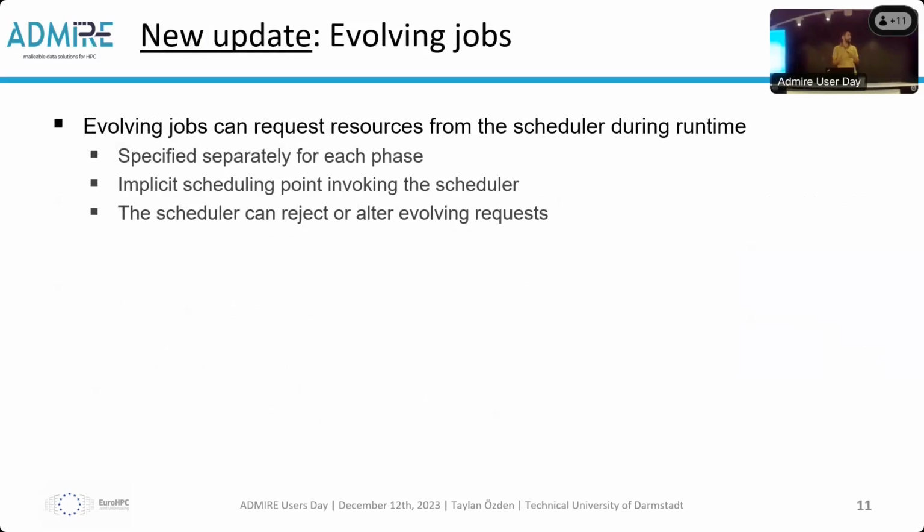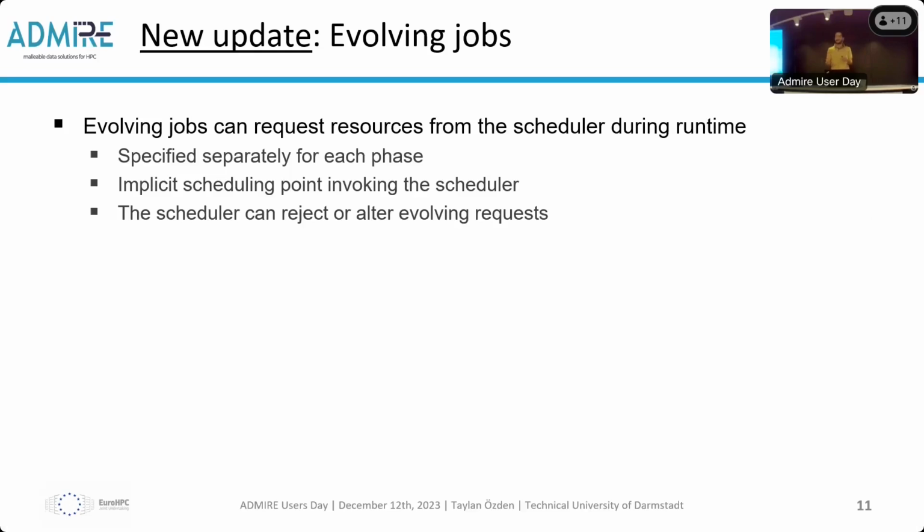Essentially, evolving jobs are able to request resources during runtime. We let the user specify that separately for each single phase. So if you know that you're coming into a very compute-intensive phase, you might want to have more resources. And an evolving request has an implicit scheduling point, and it will always invoke the scheduler.